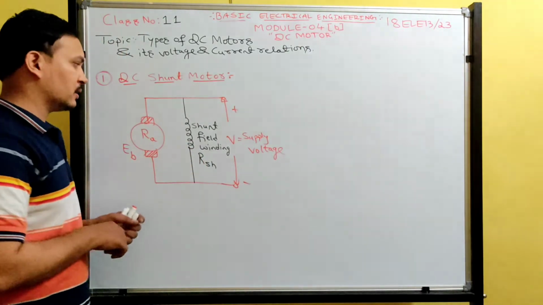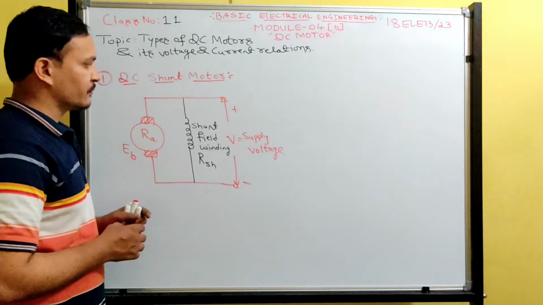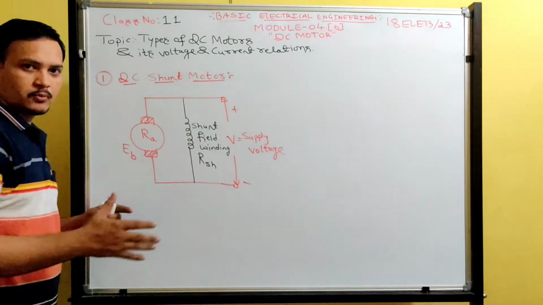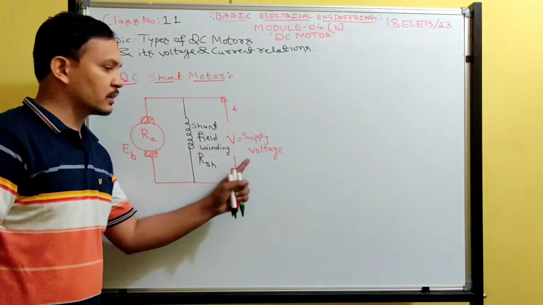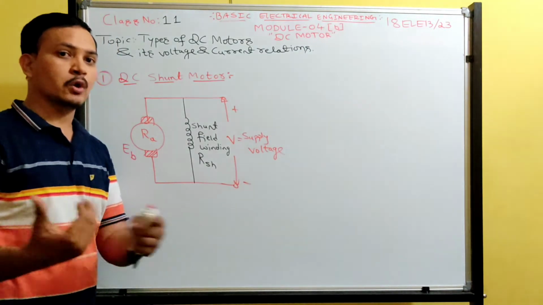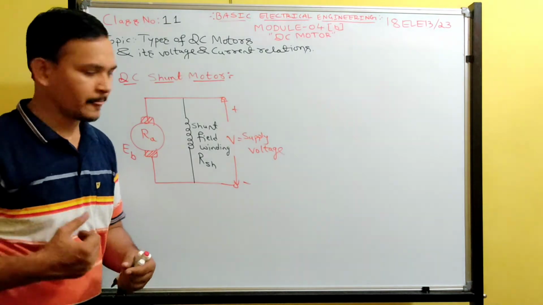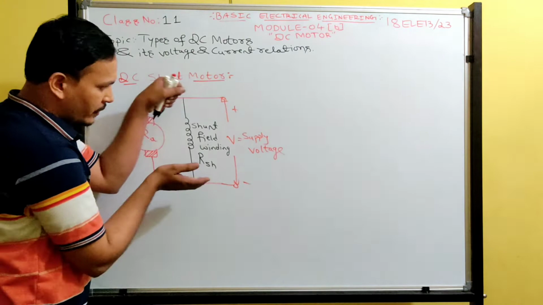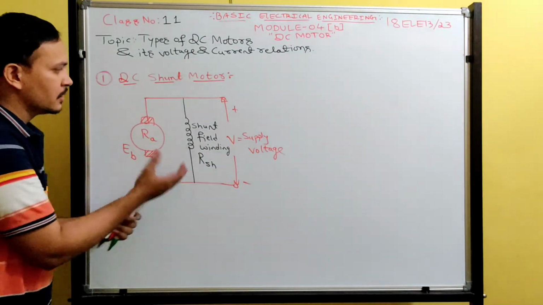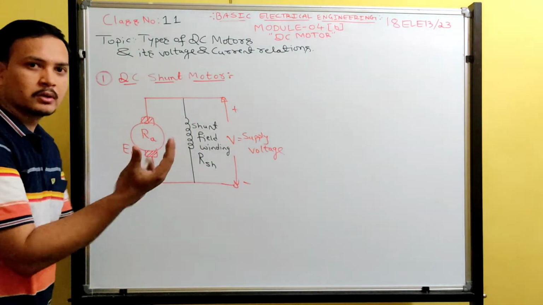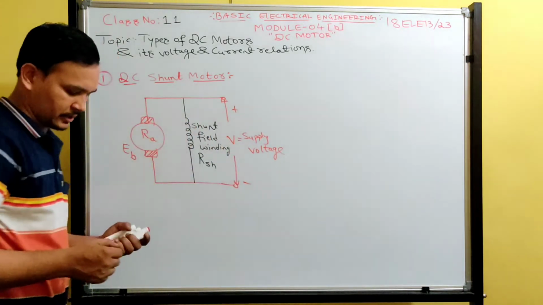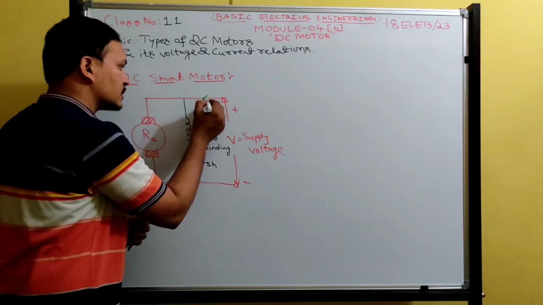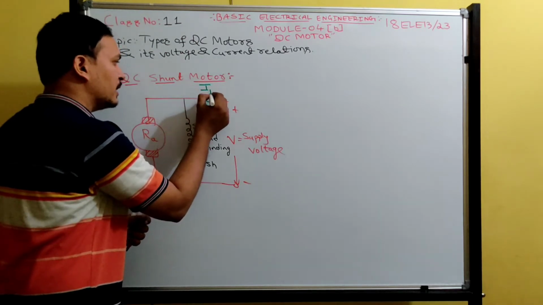Now we should mark the currents. This entire thing is the motor. The motor requires electrical input, and the output of the motor is mechanical. This entire motor is connected to the supply. Once connected, the motor receives current from the supply voltage, so we can write that the motor receives current IL.